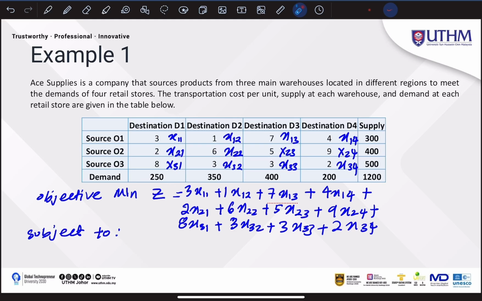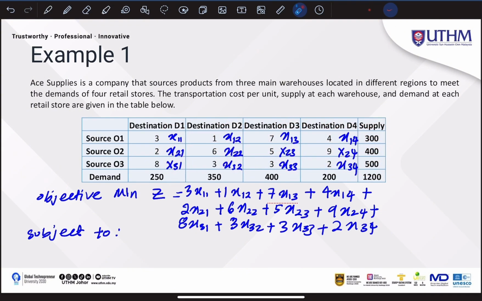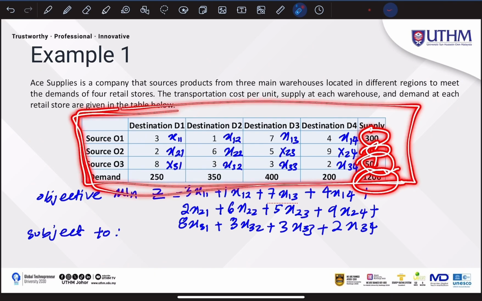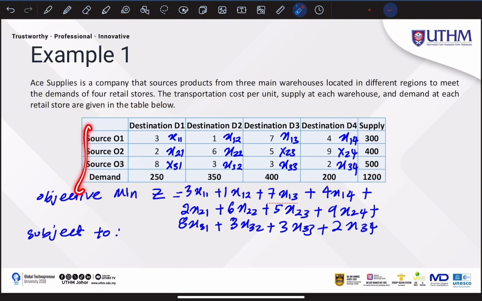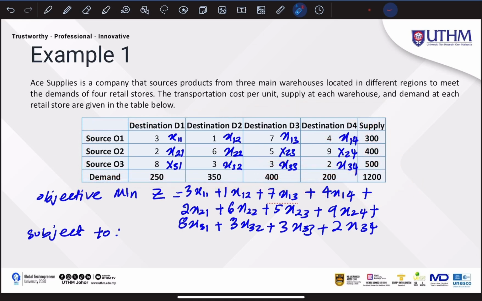If you look by row, this variable summation must be equal to 300. This one must be equal to 400, and then the summation of another row is equal to 500 units. Okay, so if you look here, the summation of demand is 1,200, equal to the summation of supply, which is also 1,200. So we can say that the transportation problem is balanced, meaning that we should not add any dummy row or dummy column. So this is the balanced problem.